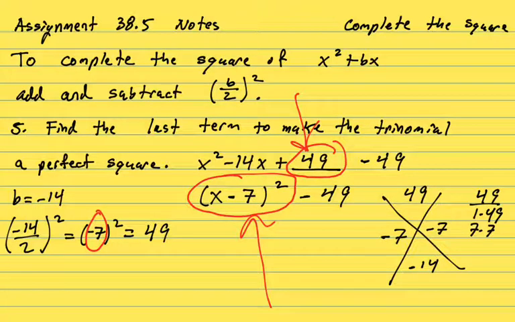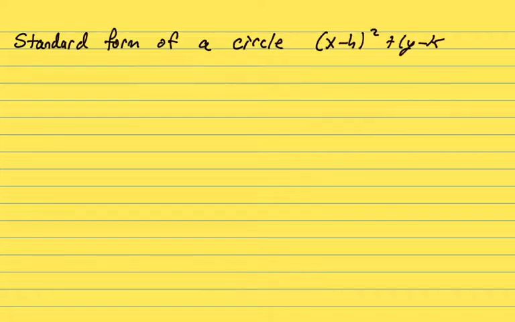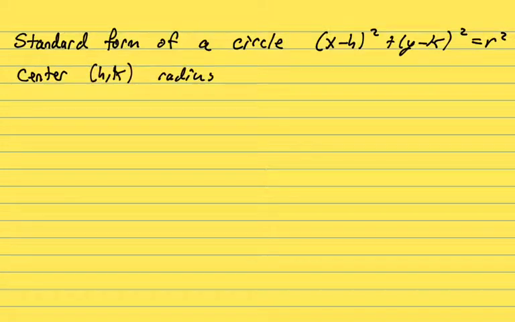We're going to do some doubles completing the square, and so we're going to remind you what the standard form of a circle is. Equation of a circle: x minus h quantity squared plus y minus k quantity squared is equal to r squared. The center is going to be h comma k, and the radius is going to be r.